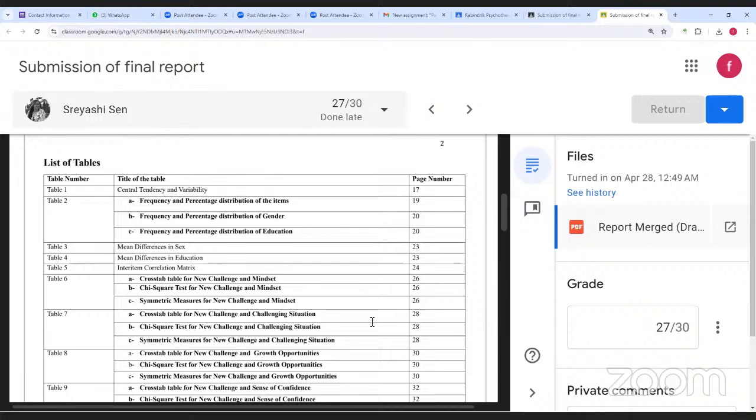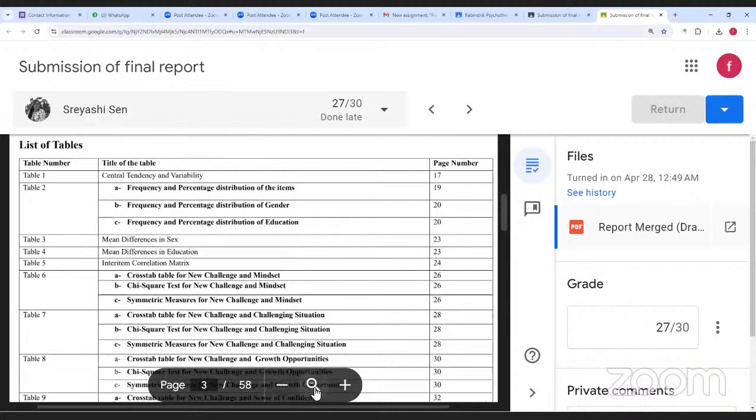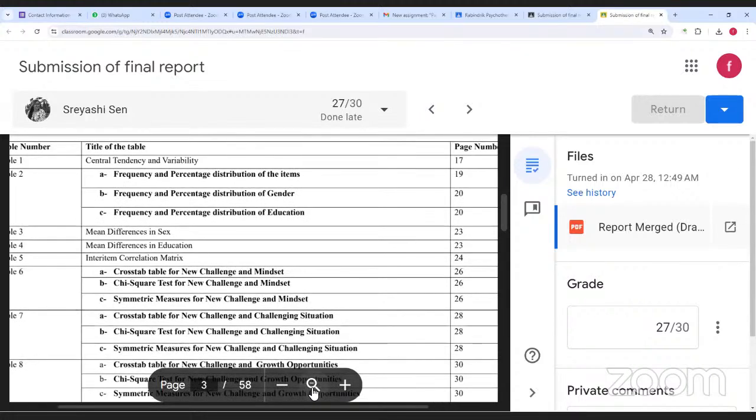But keep in mind that if she has not mentioned, for example, table 5, 6, cross tab, table for new challenge and mindset. So she has 6A, 6B, 6C. In this manner she has written, maybe on that particular page. And after that, this is 7A, B, C.